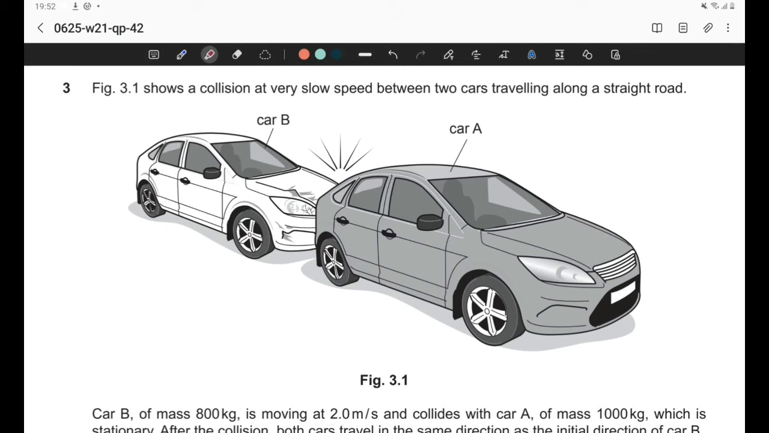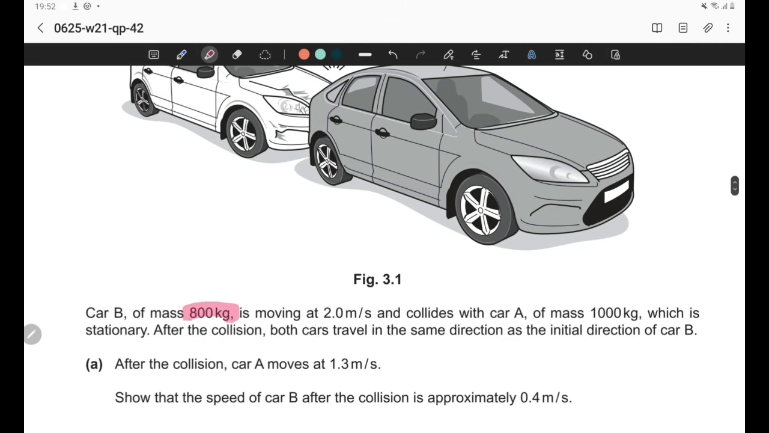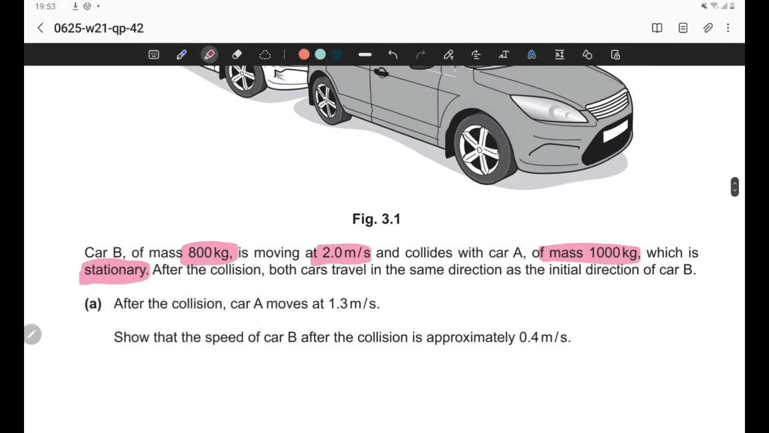Question 3. Figure 3.1 shows a collision at very slow speed between two cars traveling along a straight road. Car B of mass 800 kg is moving at 2 meter per second and collides with car A of mass 1000 kg, which is stationary. After the collision, both cars travel in the same direction as the initial direction of car B. Part A. After the collision, car A moves at 1.3 meter per second. Show that the speed of car B after collision is approximately 0.4 meter per second.